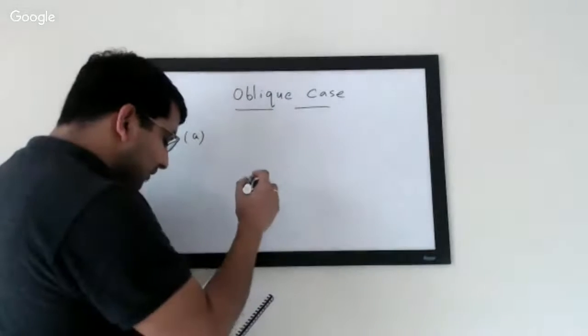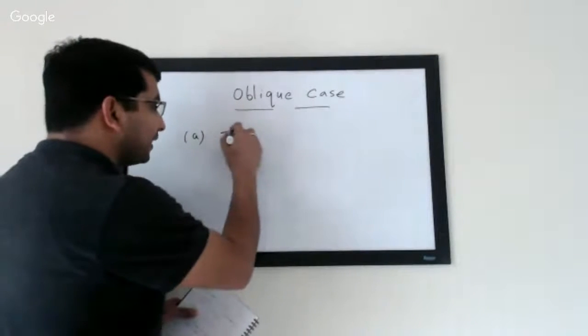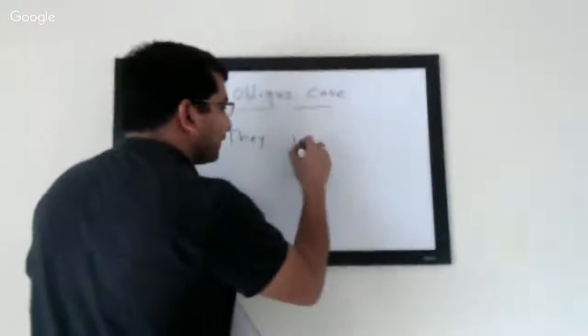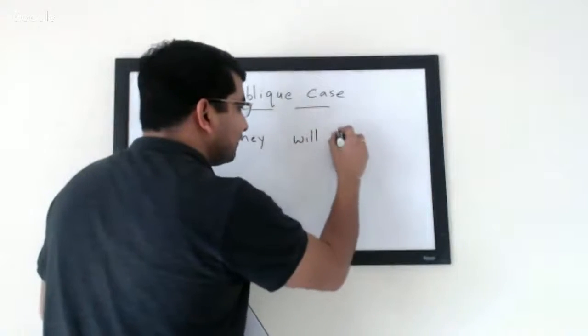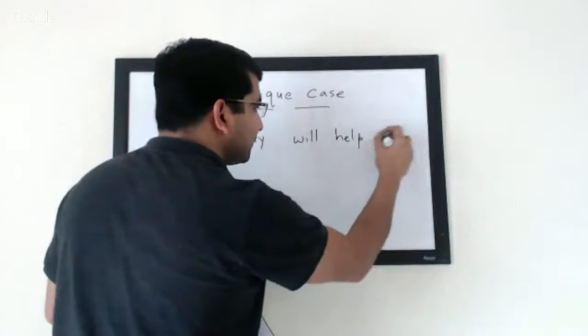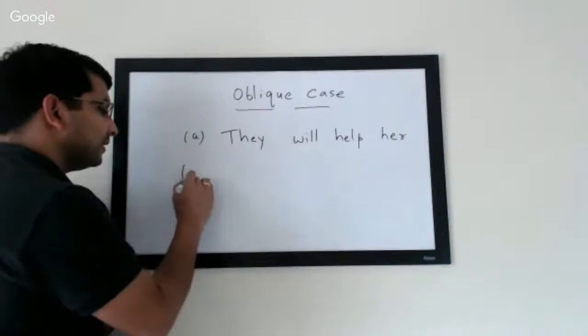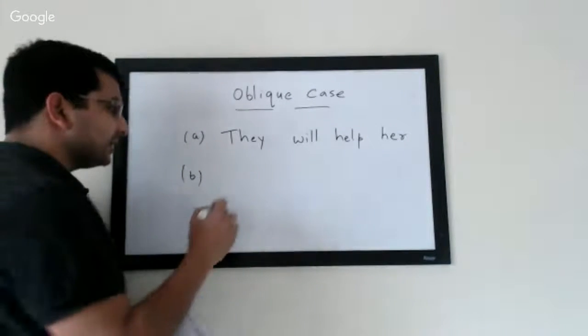So let's look at the first example, so that you know what I'm talking about. Let's look at this sentence: They will help her. Straightforward, right? Now let's look at the same example in a different way.